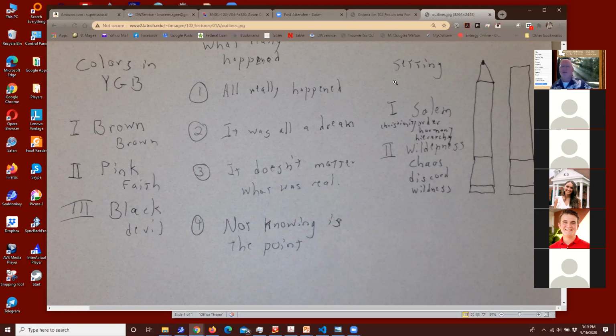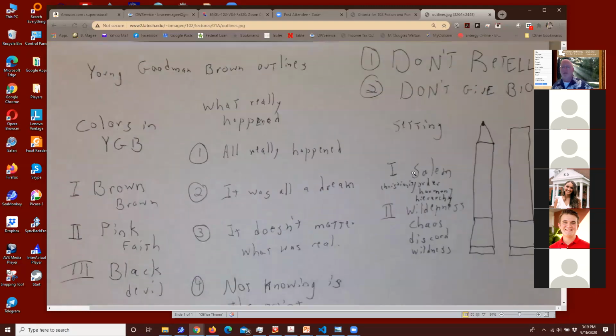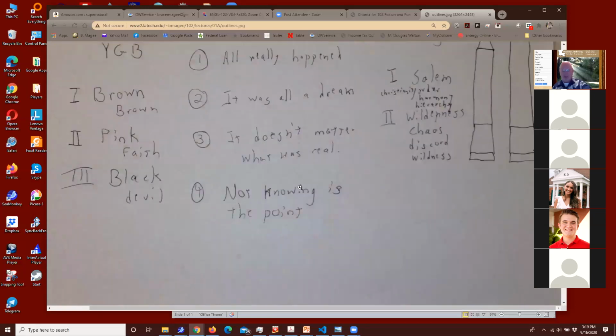Also, you could write about the setting, Salem and all the stuff we talked about, town versus wilderness. Salem is order, harmony, hierarchy. The good people are up on the pedestal. The bad people are looked down upon. There's Hester Prynne over there with her scarlet letter and her little brat. And then out in the wilderness, Hester's really popular, right? And she and Faith, what are they doing over there? Oh my God. All this chaos, discord, wildness, and sexual acting out is implied, although, you know, it's 19th century, so he doesn't go into it too much.